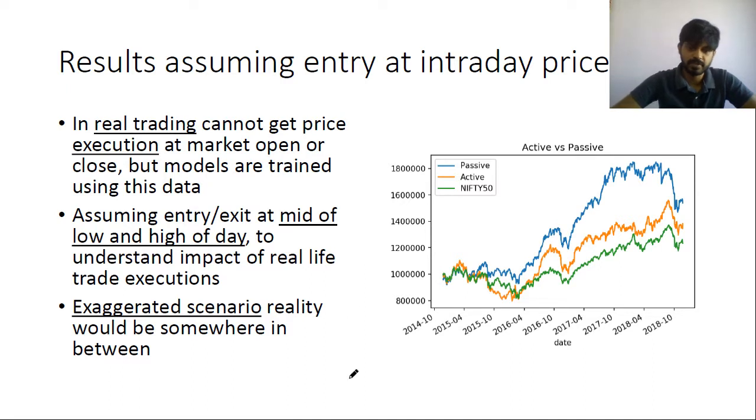So during real trading, we have market open, market lows. In reality, prices will be something like this. So far we have assumed that we would make entry at close. Our models were built on close prices, so we assumed we would make our entries and exits at close. Now what we're going to do is make an assumption of entering at some intraday price. So I've created a variable which is the mid of high and low.